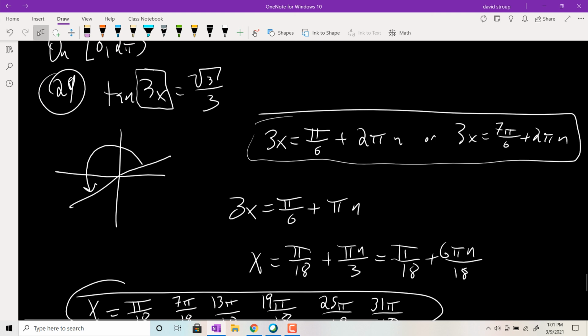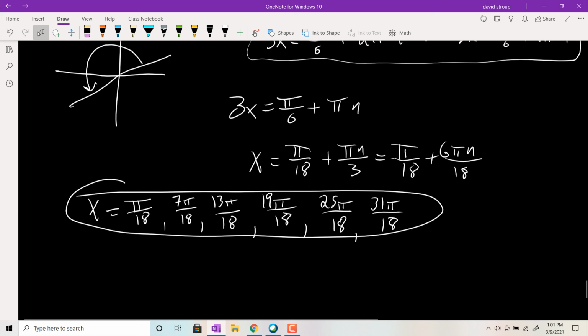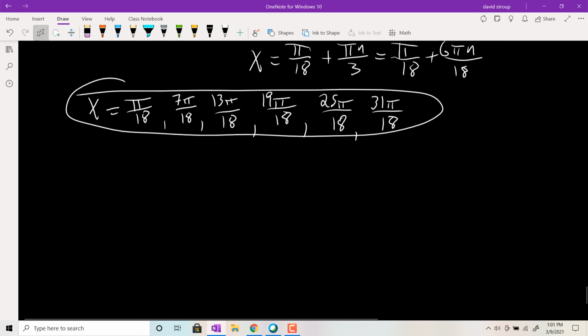That really only happens when you have this multiple angle type deal, like 3 times x or 4 times x. You have to worry about all of these additional angles. I will put one like that on the test. Anyways, let's look at these other problems.